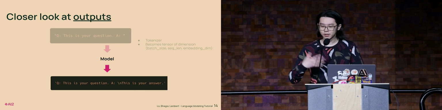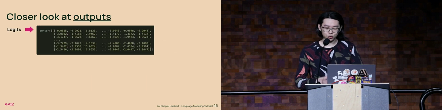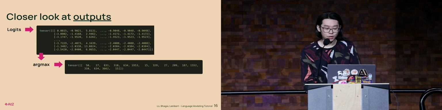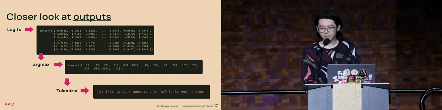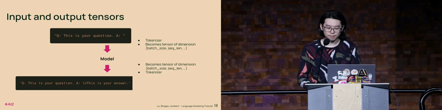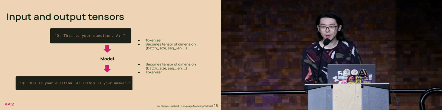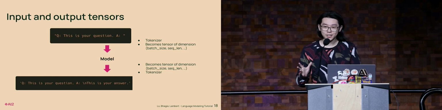What about the output side? Once you've tossed it to your model and you've done all this matrix multiplication, at the end what you get is logits, and they look like this. And then you take some sort of argmax, which gives you back your token IDs. Then you toss it to your tokenizer, and you get text again. So at the end of this modeling process, you get a tensor of batch size times sequence length times something, and then you rerun your tokenizer and you get text back. So as long as you're comfortable with thinking about everything in terms of tensor input, tensor output, you should be fine.